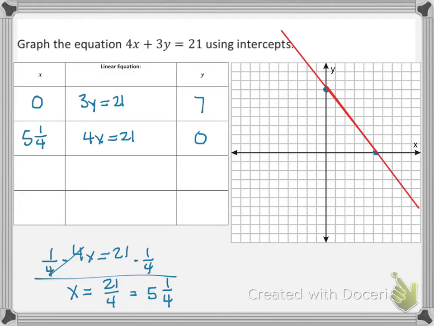So graphing the equation in standard form using intercepts, well, we just make the x value 0 to find the y-intercept. We make the y value 0 to find the x-intercept.